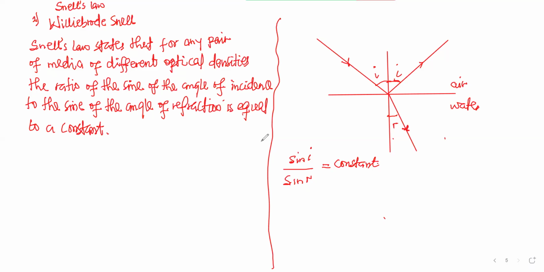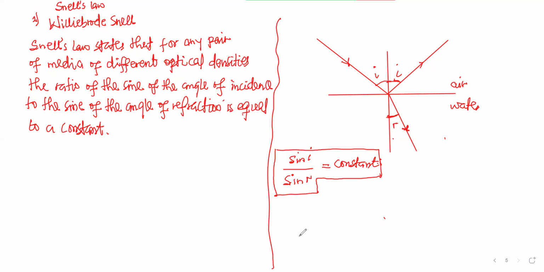Yes, please. So Snell's law is saying that for any two media of different optical densities, whenever you take the ratio of the sine of the angle of incidence to the sine of the angle of refraction, it must be equal to a constant. Okay, so this is Snell's law in mathematical form. Sine I over sine R must be equal to a constant.